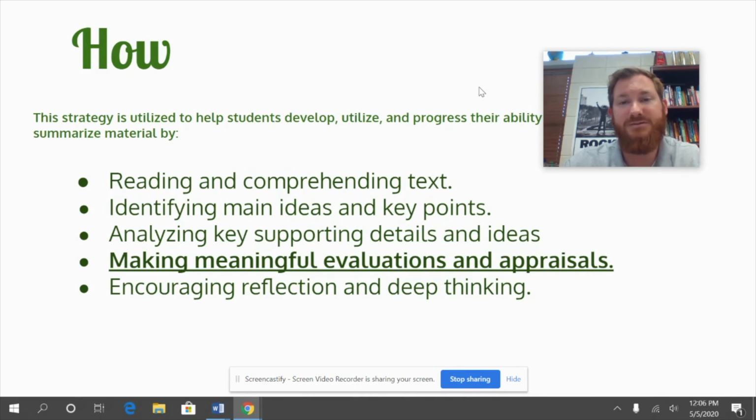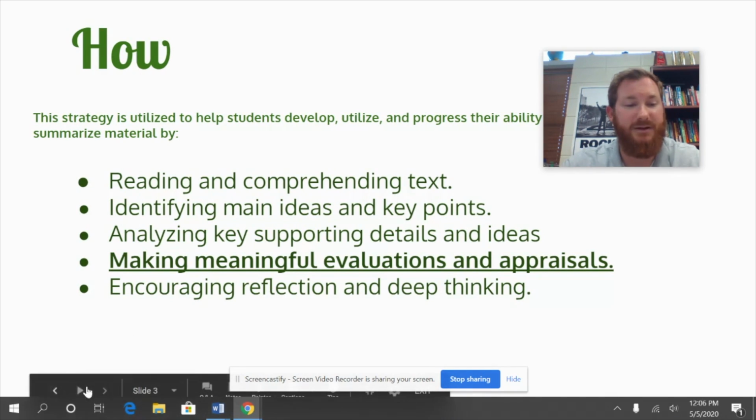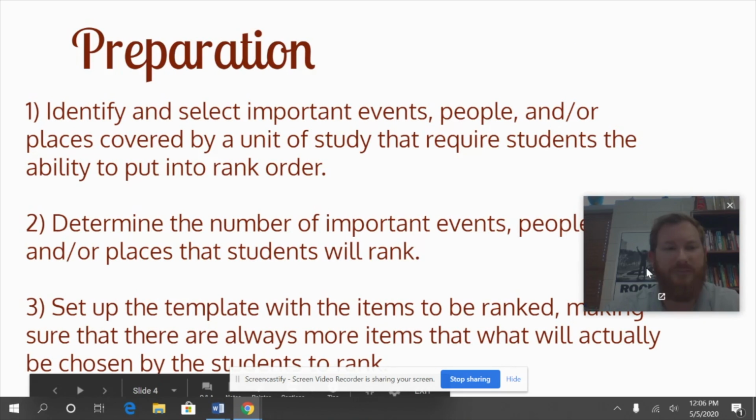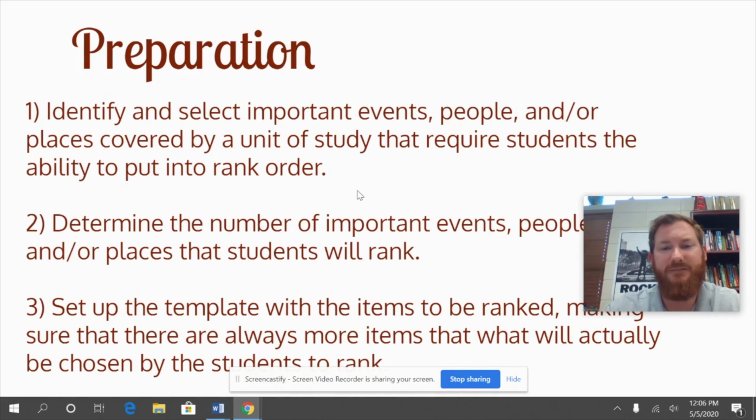But to most effectively utilize And the Winner Is, use it to make evaluations, to compare people, events, or places that are relevant to your particular unit of study. So the way to prepare for this is, first of all, you're going to identify and select important events, people, or places that are covered in your unit of study that require students to put them in rank order.